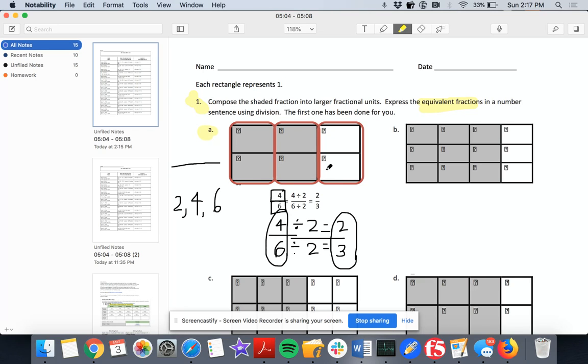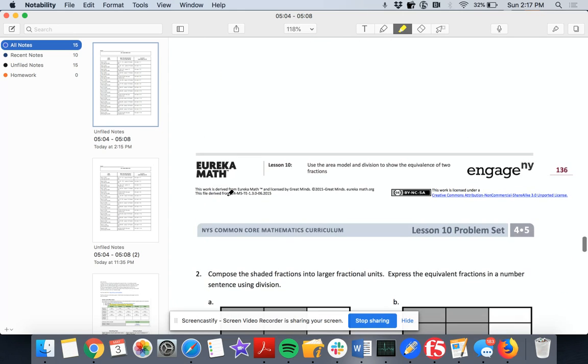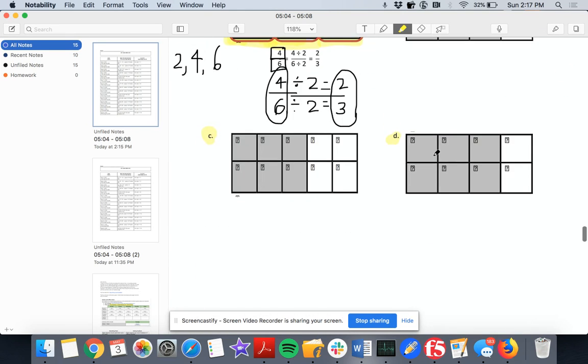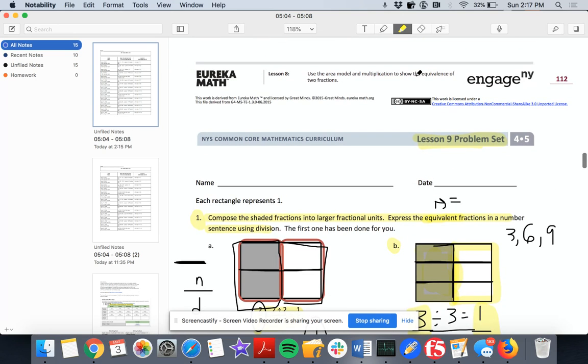How do we do that? It essentially is 1, 2, 3 pieces, and 2 of those pieces are shaded in. We are ignoring that horizontal line. 2 out of the 3 are shaded in. Okay, go ahead and do B, C, and D on your own for number 1, and 2, A and B. If you need more guidance, please feel free to go back to yesterday's video, which is the lesson 9 problem set.